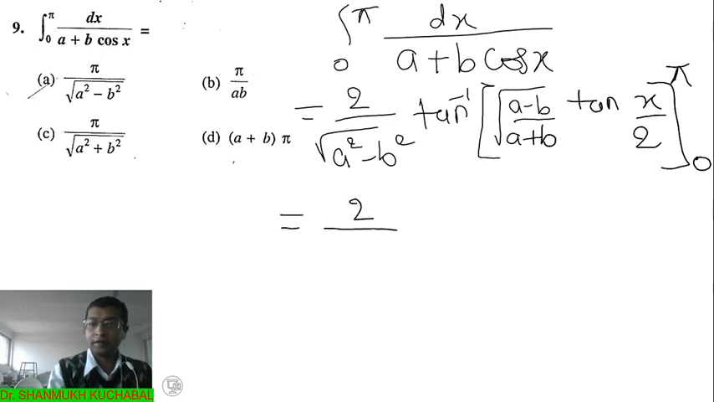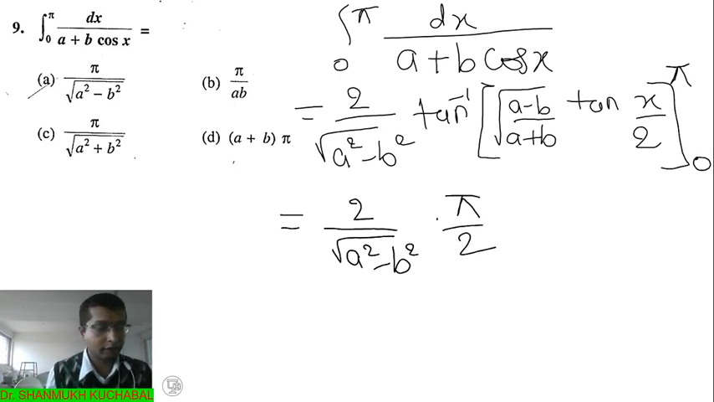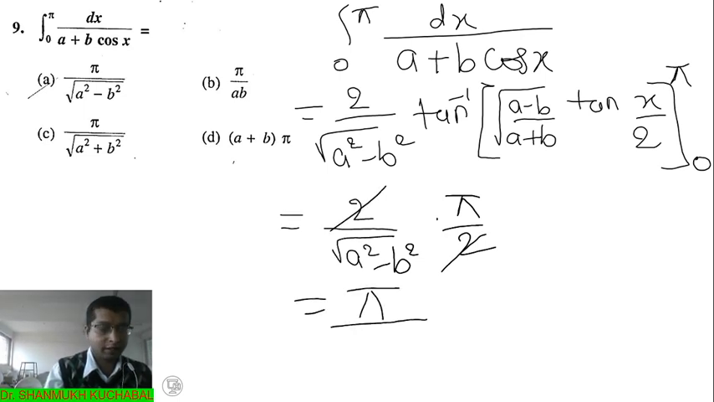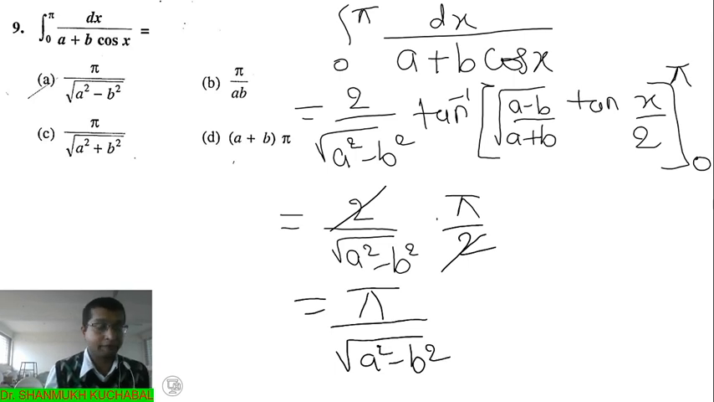So we take the value of x equal to upper limit. So we get 2 divided by root of a square minus b square into pi by 2. Minus 0 we are going to get. So further 2 cancels. If you simplify this, we get pi divided by the square root of a square minus b square. Therefore, option A, pi divided by the square root of a square minus b square is the right answer.